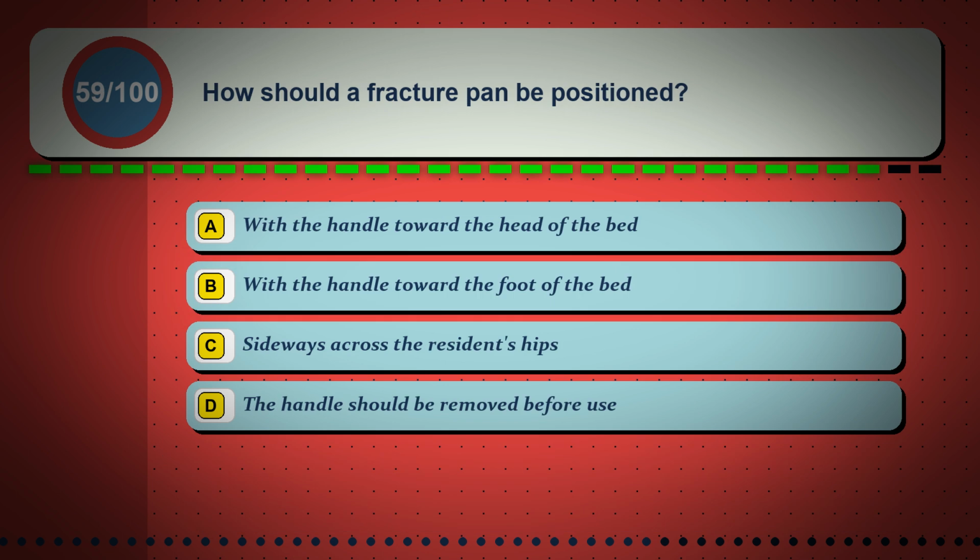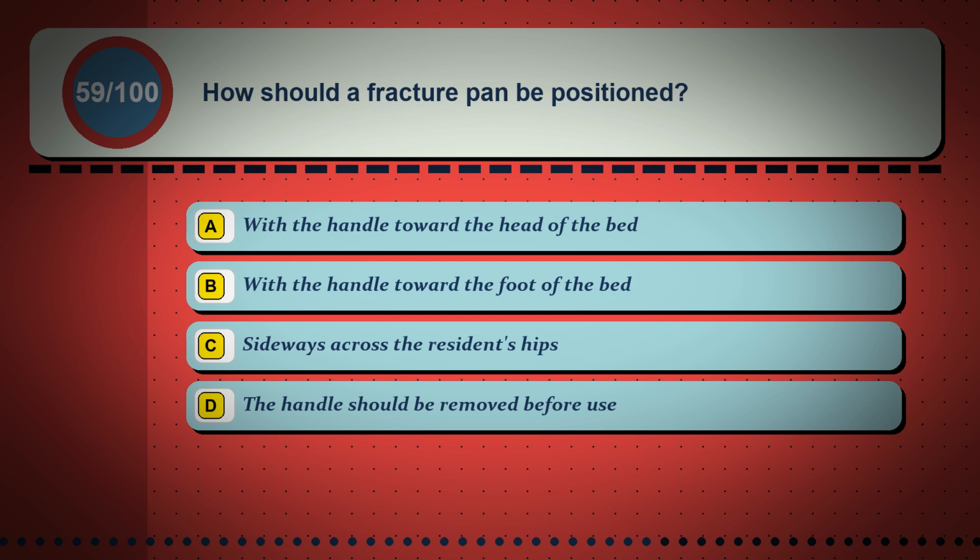Question 59. How should a fracture pan be positioned? Option A. With the handle toward the head of the bed. Option B. With the handle toward the foot of the bed. Option C. Sideways across the resident's hips. Option D. The handle should be removed before use.